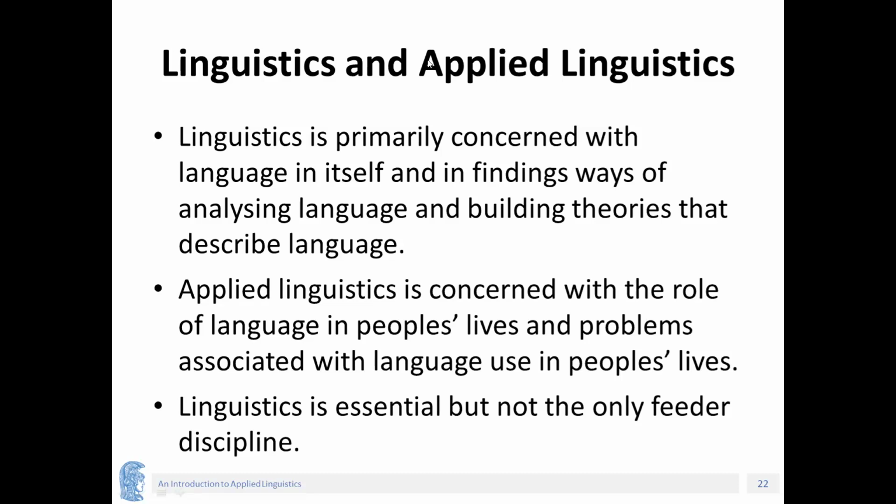So applied linguistics is the use of language, the use of linguistics. Linguistics is essential, but not the only feeder discipline. Okay, linguistics is important, but it is not the only one which is important.